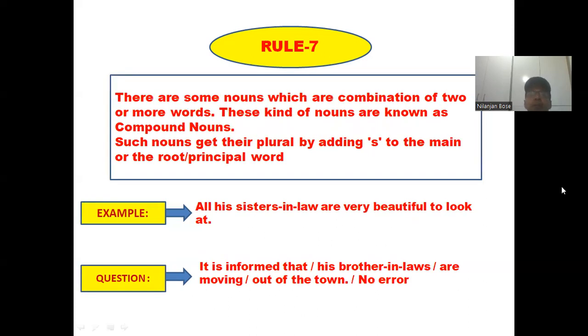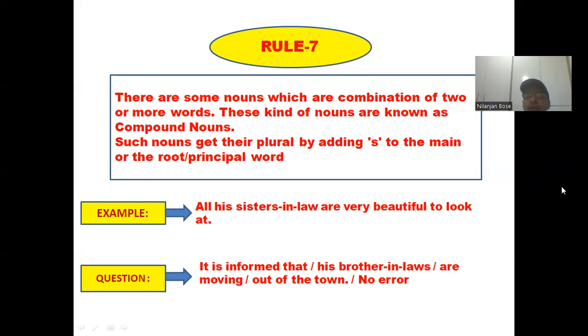Now, moving to rule number 7. There are some nouns actually, which are a combination of 2 or more words. These kinds of nouns are known as compound nouns. Whenever you join 2 different nouns, these nouns are considered as compound nouns. Such nouns get their plural by adding s to the main or the root or principal word, right? So let us take the example.